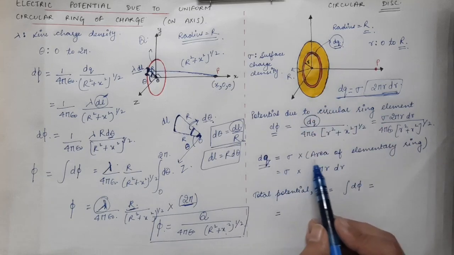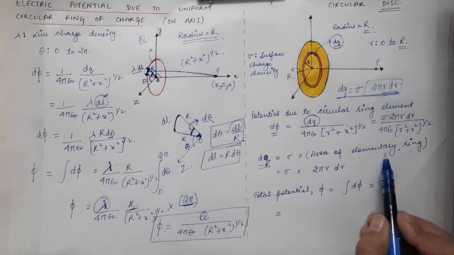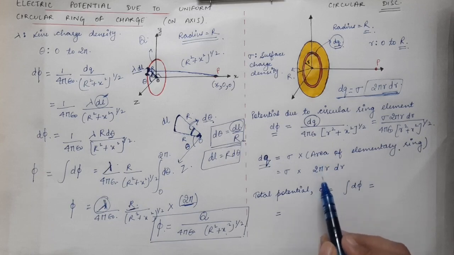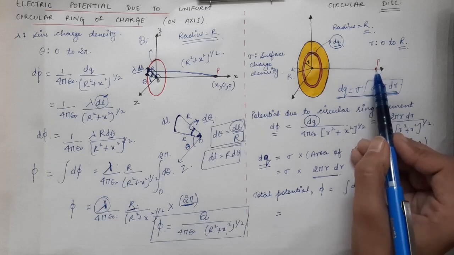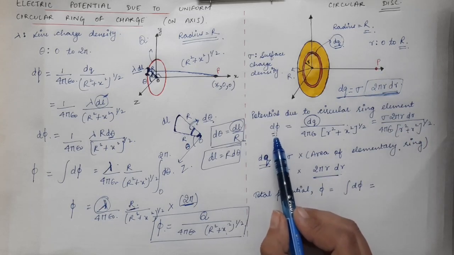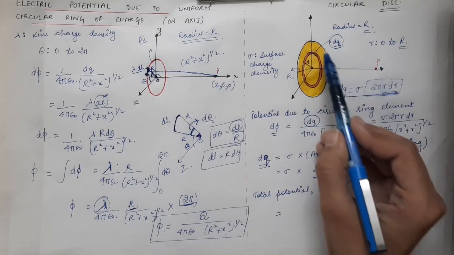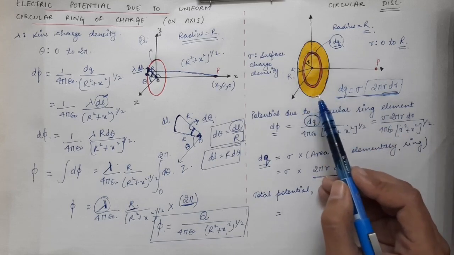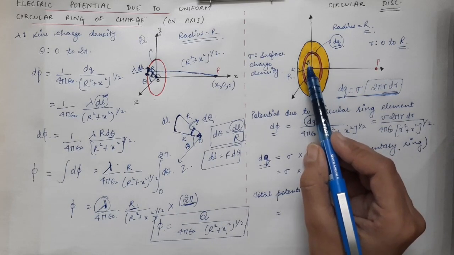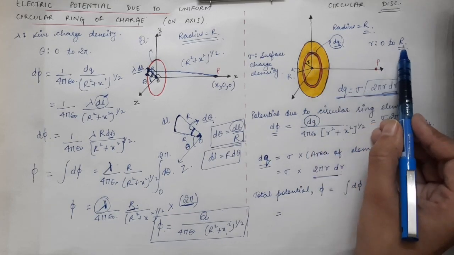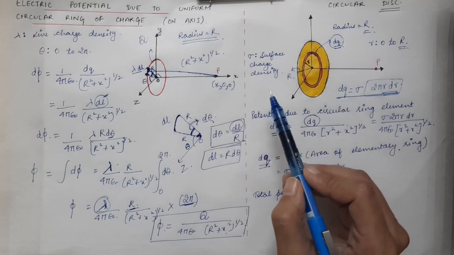That will be sigma into the area of the elementary ring, and the area of the elementary ring we have already seen how to calculate. It is equal to 2 pi r into dr. But we are interested to find the total potential at P. The potential that we have found is just due to this elementary ring, but we are interested to find the total potential at P due to this whole circular disc. So we have to do integration. The integration will be done over the r variable, because r is a variable, and r varies from 0 to capital R. The minimum value of r can be 0 and the maximum value of r can be capital R.